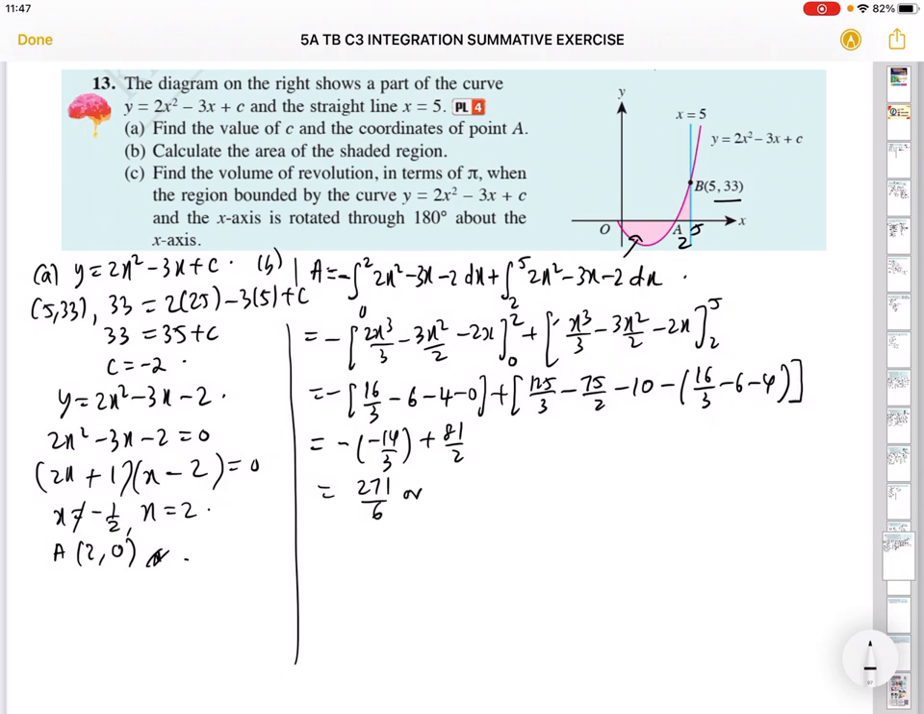Now, how about volume? Okay, find the volume when the region bounded by the curve and the x-axis is rotated 180 about the y-axis. Okay, the x-axis, sorry. So this region here, bounded by this and the x-axis, is only this part here. It's a very small part. When you rotate about the y-axis, it should look like this.